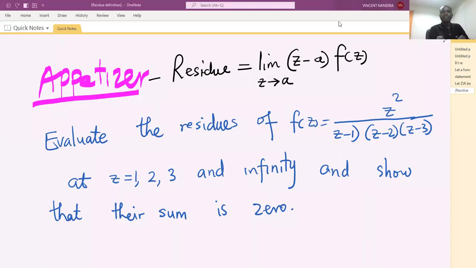Welcome again. So we have a problem to evaluate the residues of a function at the points 1, 2, 3, and infinity. And then to show that if we add all these residues at these specified points, the sum is 0. So as usual, the first thing is to find the poles of the function f of z. And that is obtained by equating the denominator to 0.